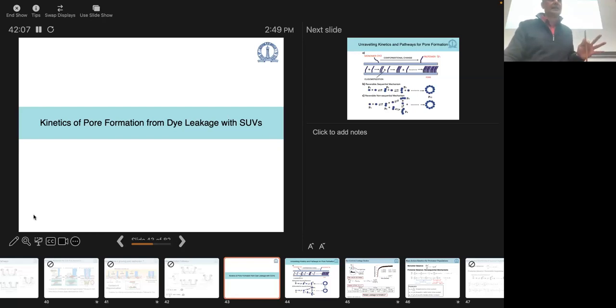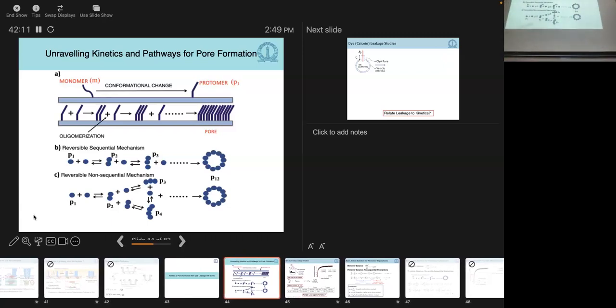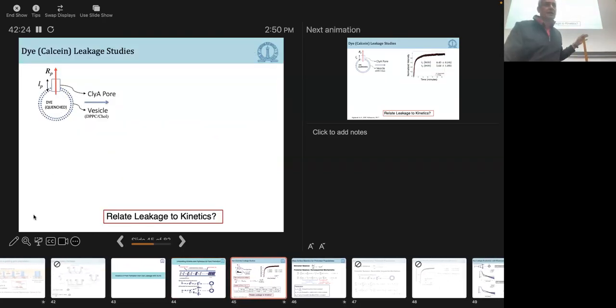So mostly kinetics-driven. The idea was the following: you're looking from a monomer state to a protomer state, and then forming pores. This is the kind of information that I showed you earlier, looking at the different possible kinetic mechanisms and so on. So let me show you this again from the dye leakage experiments.